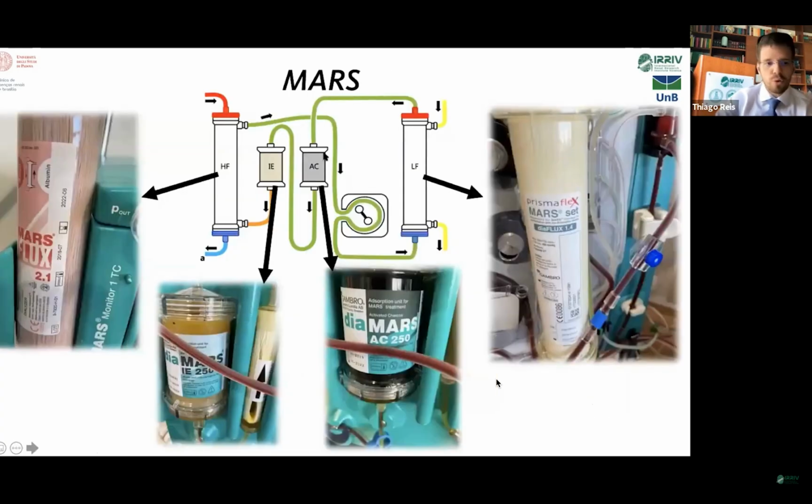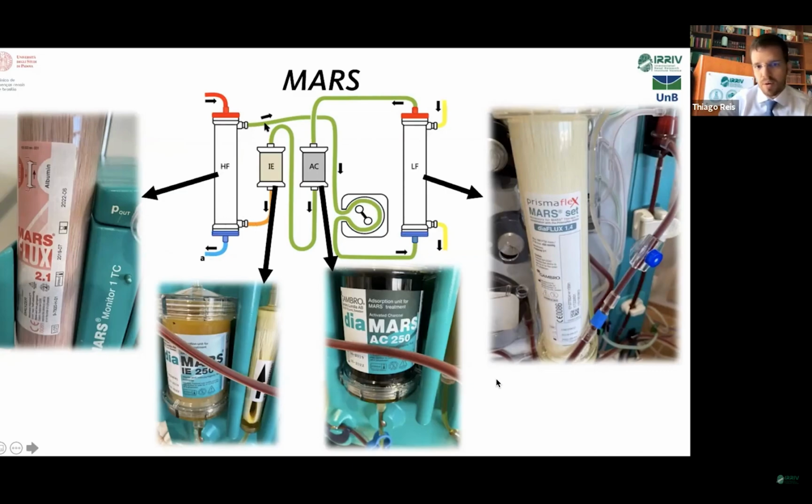Another treatment for liver support is MARS, which stands for Molecular Adsorption Recirculating System. So MARS has 4 components. Here is the high flux filter in which the blood goes from up to down, and inside the capillary fibers, in the dialysate space, we have a solution of albumin.